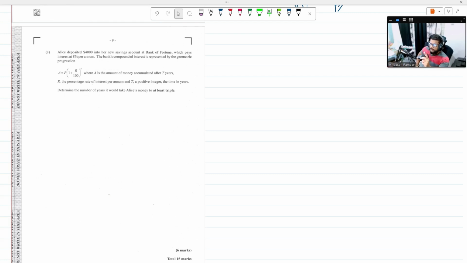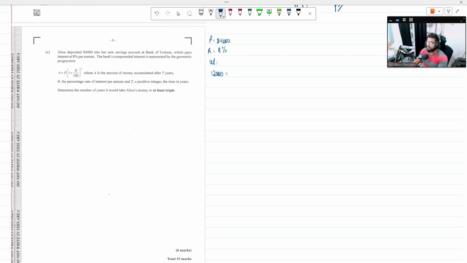So if she deposited 4,000 into her savings account, that's the principal, right? So P is equal to 4,000. The rate is 8%. And triple 4,000. So how to put this in statements? Let's go. We want to know how many years it will take for Alice's money to at least triple. That is going to be 12,000. That could be the amount, right? For it to be triple, 4,000 by 3 is 12,000.